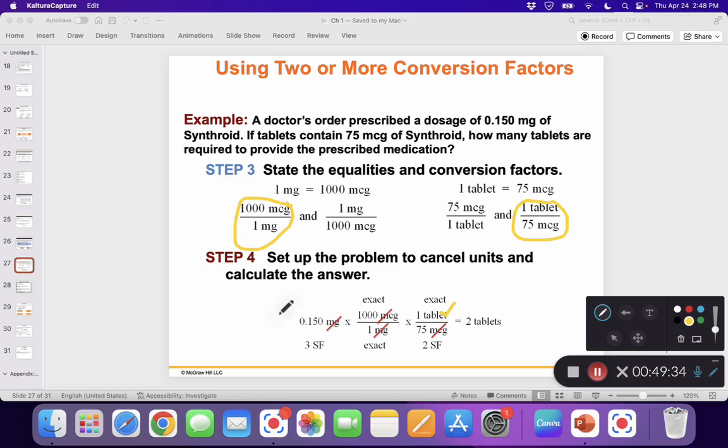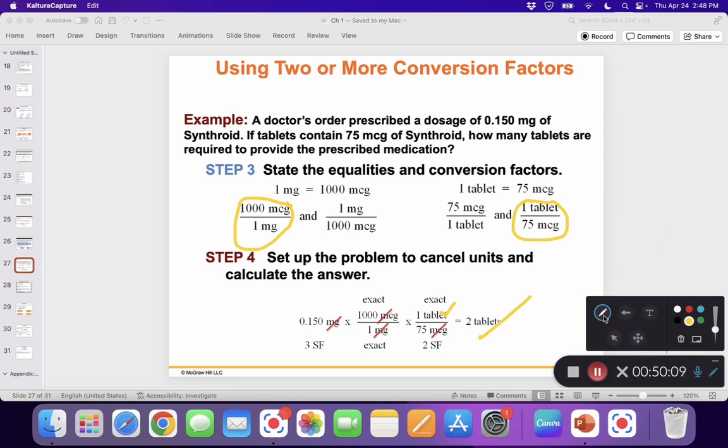And let me do this in calculator. 0.150 times 1000, okay, times 1. That is 150. Now divide that 150 by 75, which is on the denominator. It gives me the number 2 tablets. Okay, so I get here the answer 2 tablets. Okay, so that was it. Okay, we did that question.